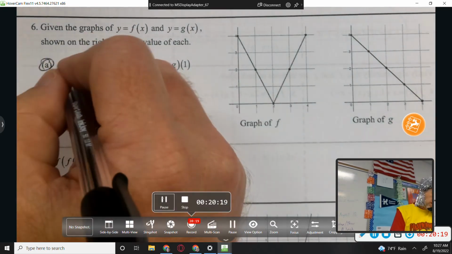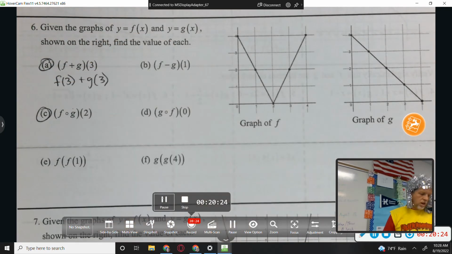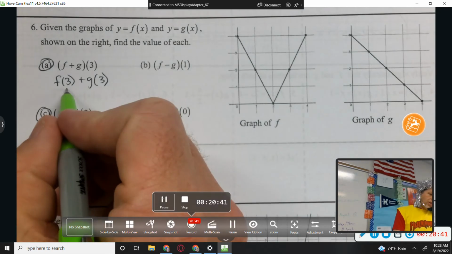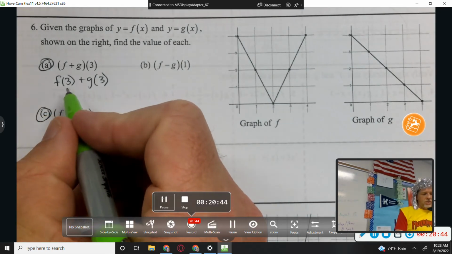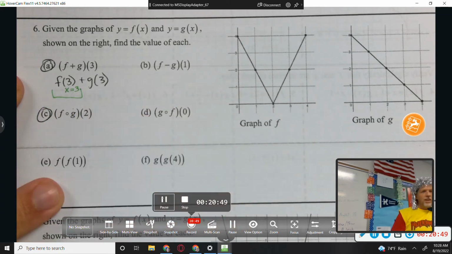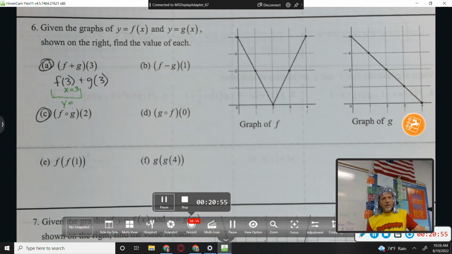So again, f plus g of 3 means f of 3 plus g of 3. And I don't know why, students can do f of 3 if they have an equation. They know that just means plug 3 in for x and see what you get. But somehow f of 3 with a graph becomes difficult. That 3, is that an x value or a y value? X value. That's an x value. But f of 3, what is that? Is that an x value or a y value? It's a y value.